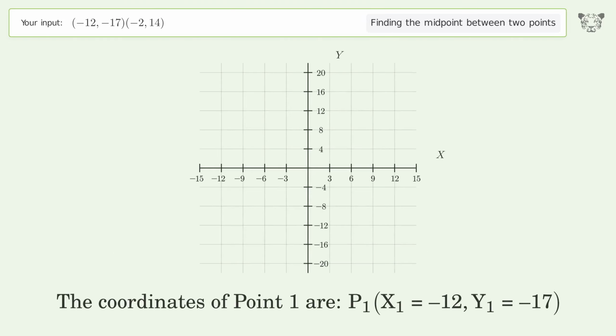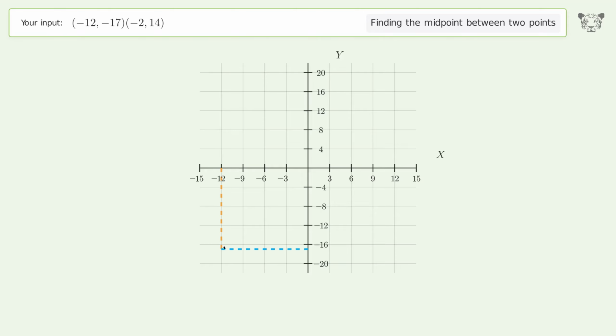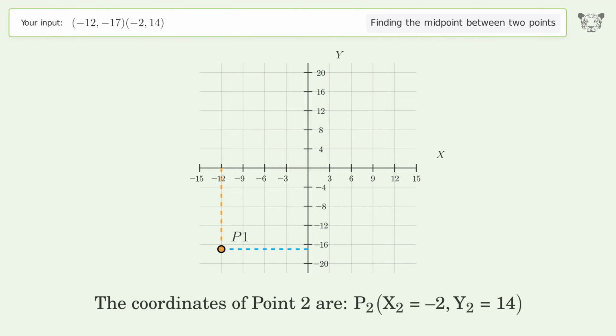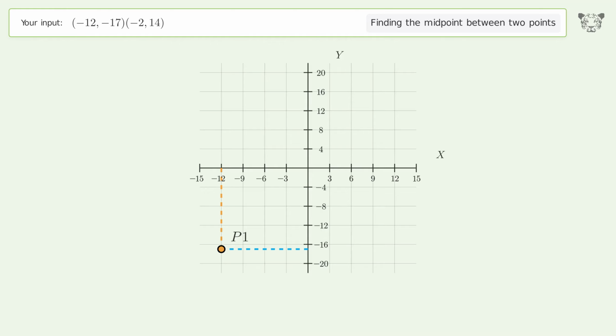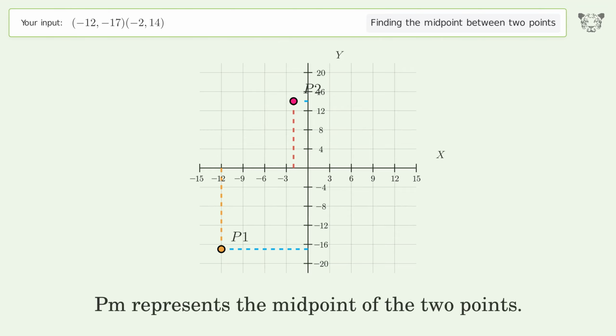The coordinates of point 1 are, x1 equals -12, y1 equals -17. The coordinates of point 2 are, x2 equals -2, y2 equals 14. PM represents the midpoint of the 2 points.